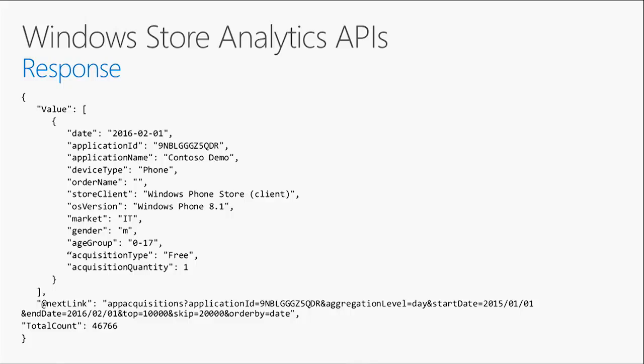So a basic response from the Analytics APIs is a JSON object, and in that object you get a value array, and the contents of that array are the results set from your query. You also get a next link. The next link is a URL that gives you access to the next set of results when the current result set exceeds 10,000 rows. And then you also get a total count, which tells you the total count of all the rows in your result.